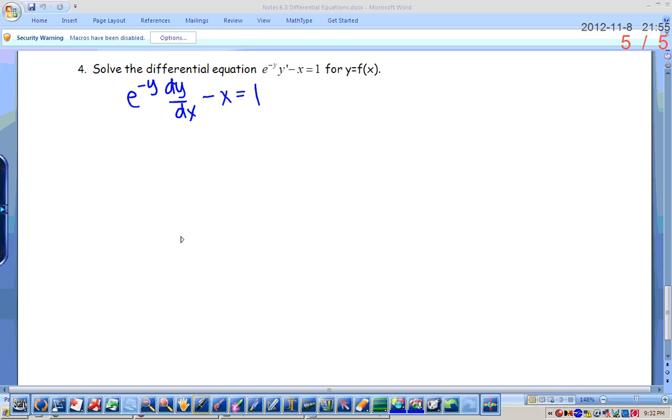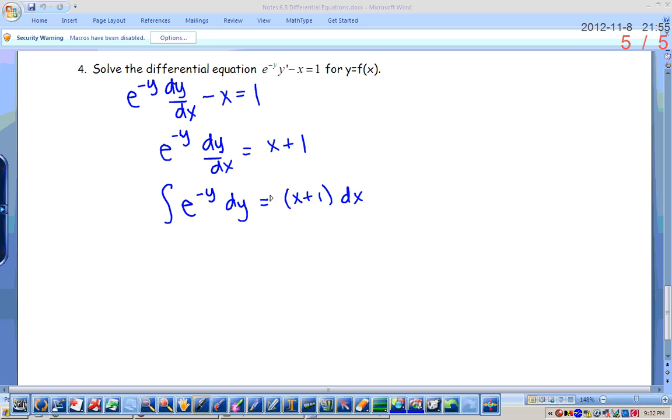All right, so all of the y's on one side and everything that has to do with an x on the other side. So the first thing we'll have to do is add x to both sides. So we have e to the negative y dy dx equals x plus 1. And now all we have to do is multiply both sides by dx. So e to the negative y dy equals the quantity x plus 1 times dx. And now I can integrate both sides.